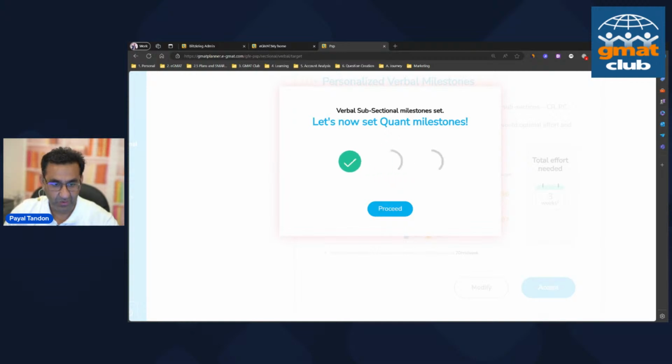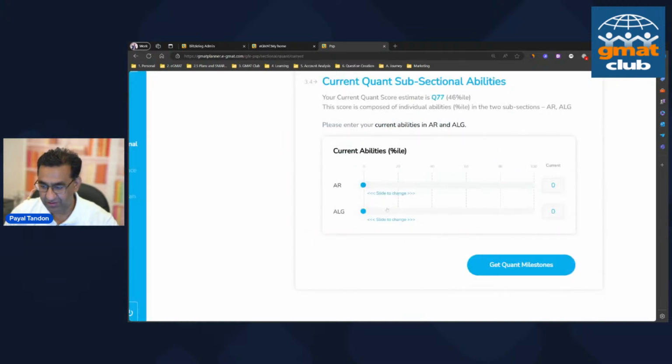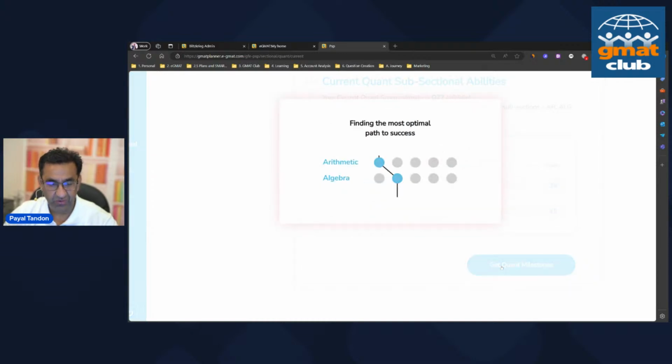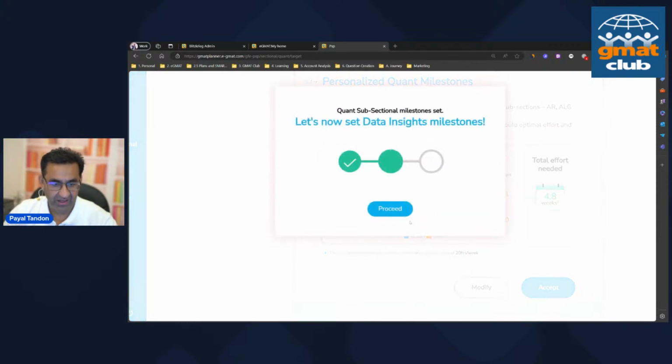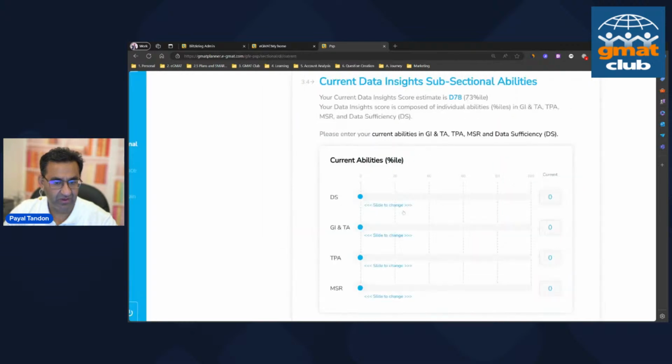Let's do the same thing with quant. Let's move forward here, and then you're at 46th percentile. Let's assume you're slightly worse off in arithmetic, and you're slightly better in algebra here. With that, let's move towards quant milestones as well, and it refines those estimates. It's about 100 hours over here, 4.8 weeks at about 20 hours per week. You accept that. Let's do the same thing, repeat the process in DI as well.